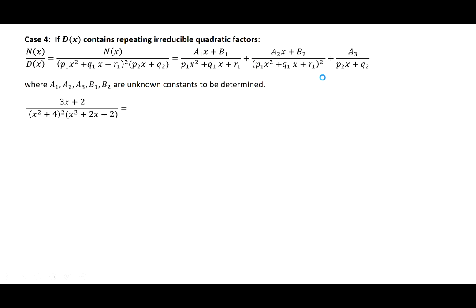So let me give you an example. What do you think? We have x squared plus 4, an irreducible quadratic factor, repeating twice. So let's make sure we say ax plus b over x squared plus 4, plus cx plus d over the quantity x squared plus 4 squared, plus ex plus f over x squared plus 2x plus 2. Cool. So first you should be able to write things like this, and after you do, I think we can begin to work on the process.